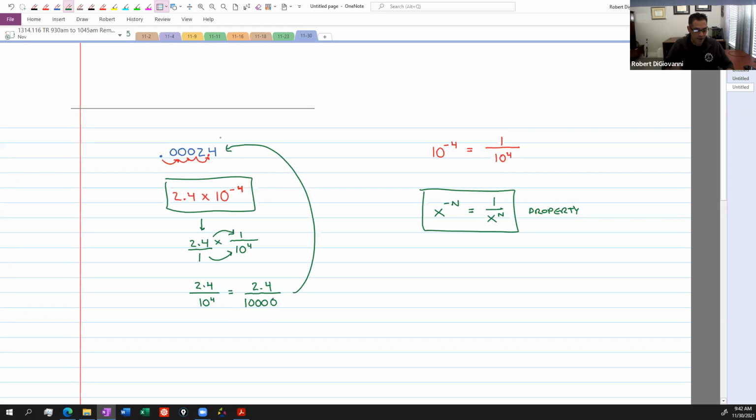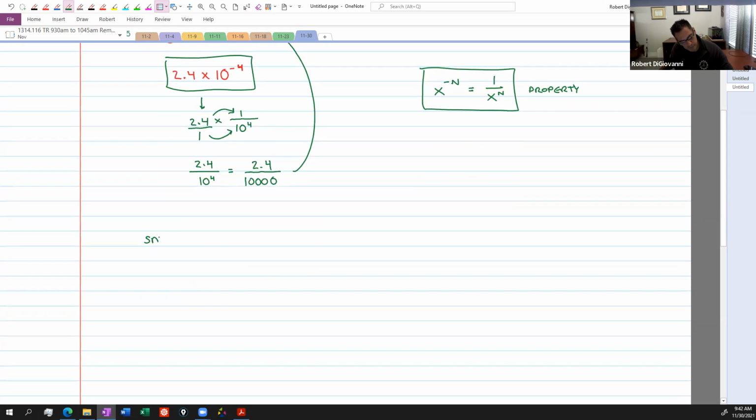So small numbers are going to have some number times 10, and this will be a negative power up here. Big numbers are going to be some number times 10 to the positive n. So this will be positive here. This one will be negative. That makes sense. I know that a lot of you have seen this before, so I want to make sure I'm answering any questions you may have about this.